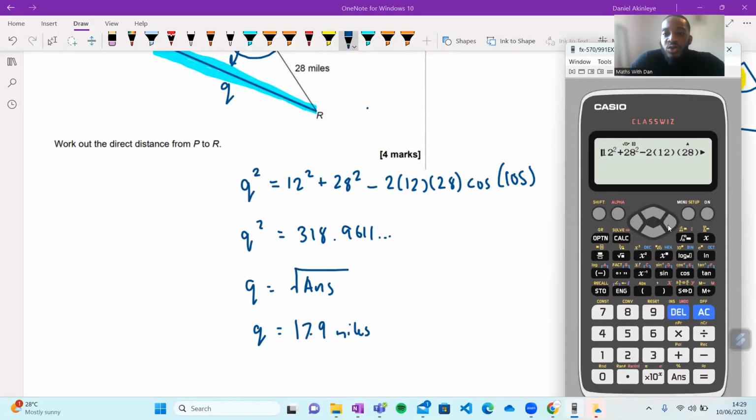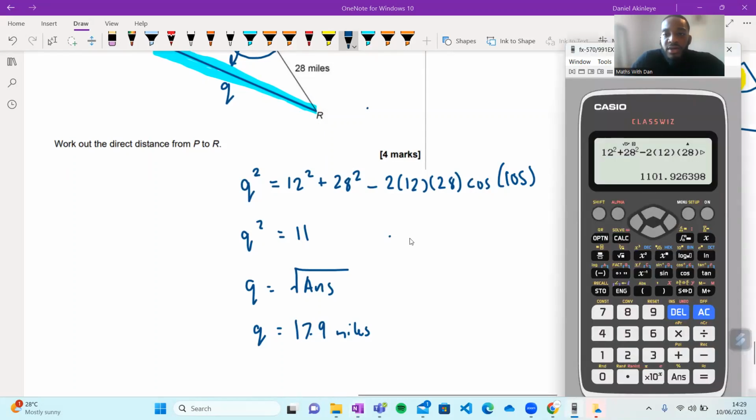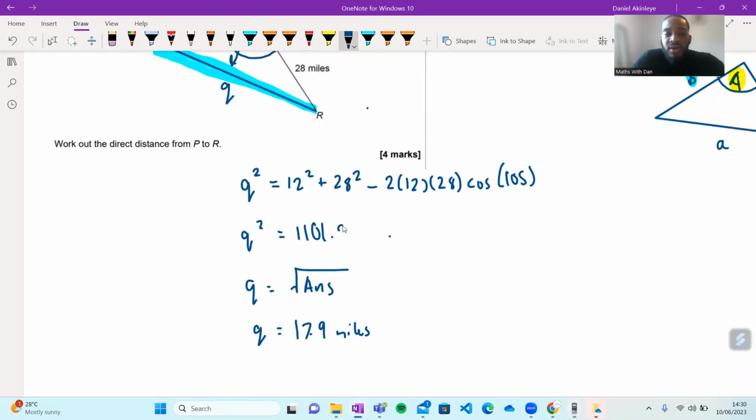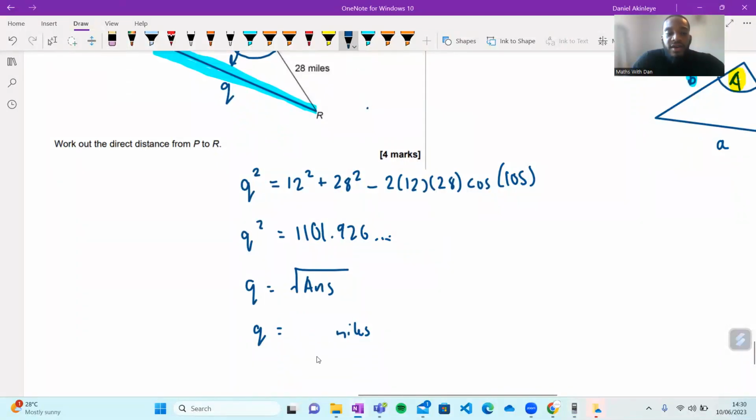Just make sure 12 squared, 12 minus, yeah, that's all fine to me. So that should be 1101.926, and so on. If I take the square root of that, this would give me 33.195, and that is the correct answer. So it'd be 33.2, perfect. 33.2 miles. Sorry about that.